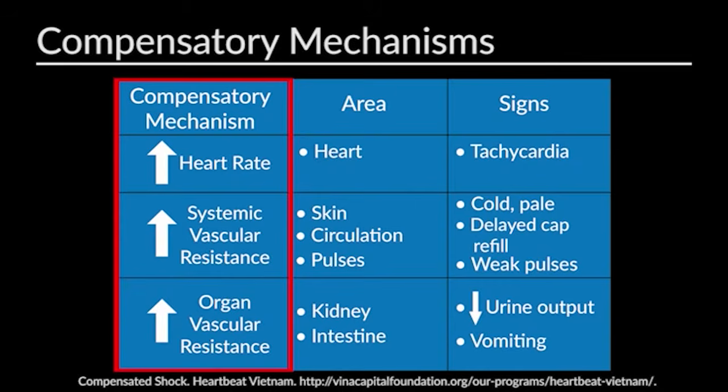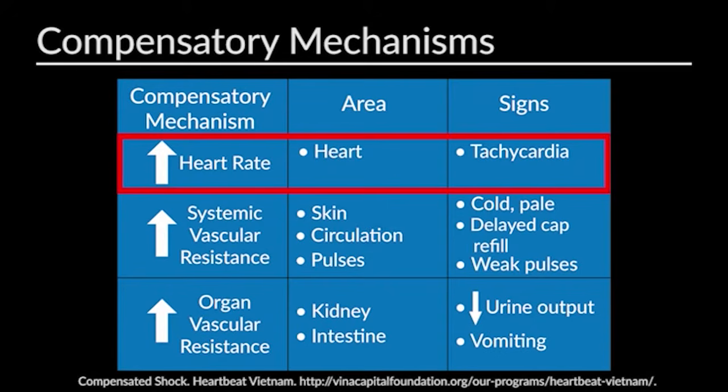Compensatory mechanisms prioritize to maintain normal blood flow to the brain and to the heart. To accomplish this, the heart compensates by increasing heart rate, leading to tachycardia. Systemic vascular resistance increases in an attempt to shunt blood flow to the vital organs, leading to cold, pale skin with weak pulses.